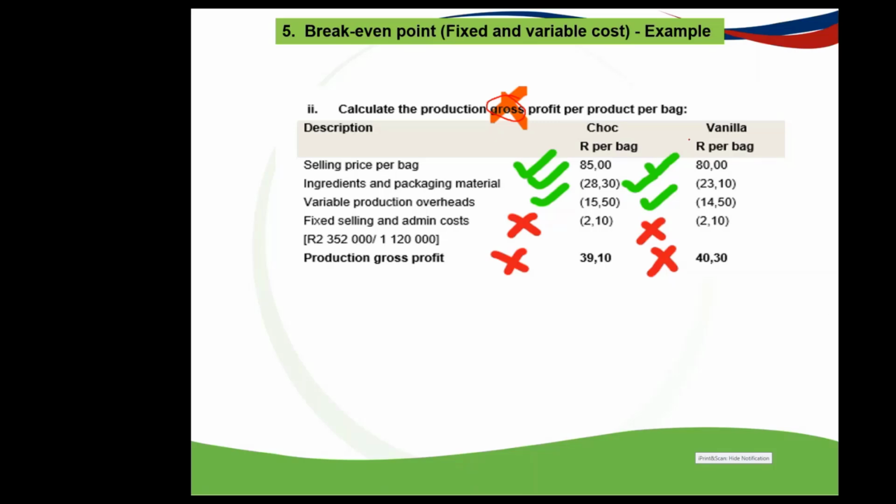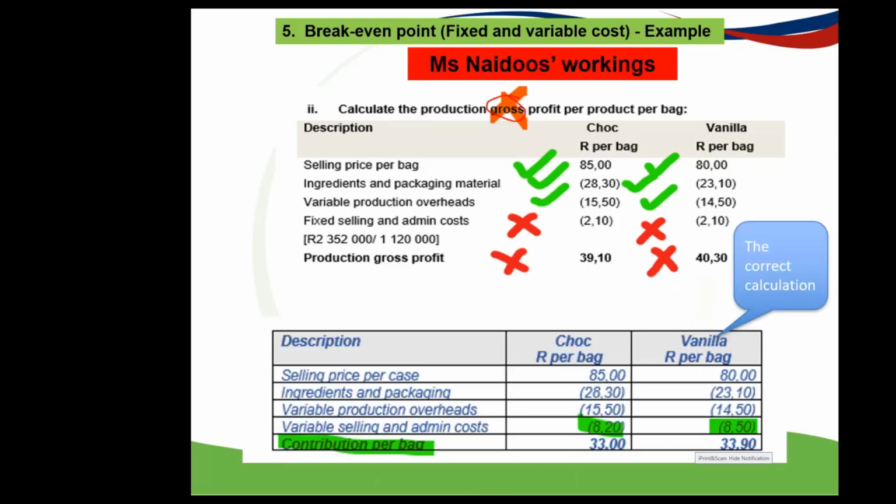She calculated the gross profit, but instead she should have calculated the contribution per unit, by taking the selling price and then deducting the variable cost from it. So even the fixed selling and admin cost should not have been deducted there. She should have only deducted the variable cost from the selling price. Excellent. Thank you for that. So she was supposed to calculate the contribution and not the gross profit, like you said.